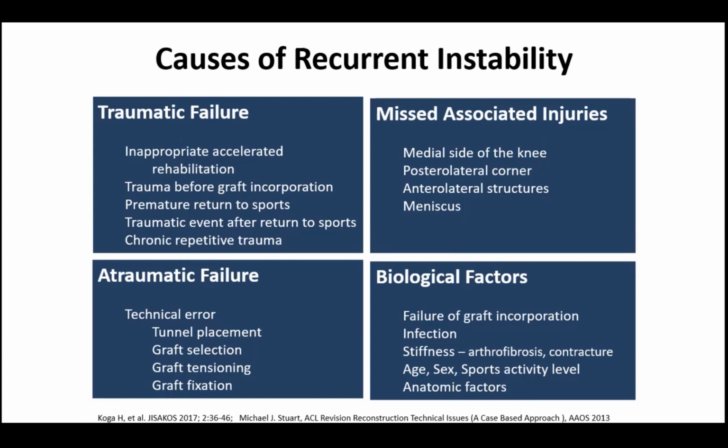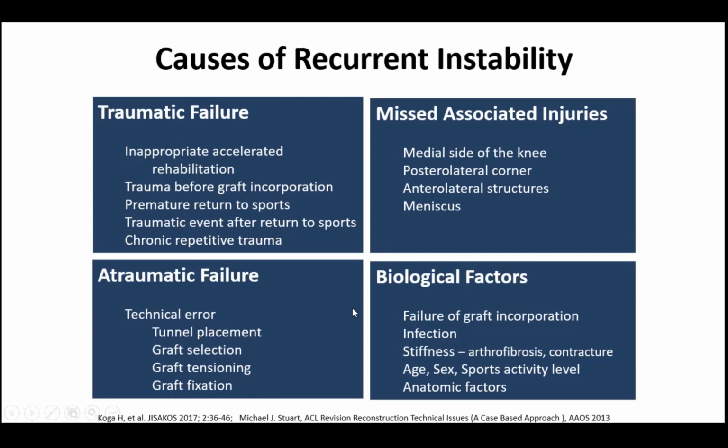If you suspect a Segond, and especially in revision ACL, it has been my practice to do an ALL reconstruction in most of the revision ACLs which I'm doing. I find that central pivot and outside control of rotation is important, because central pivot alone may not be enough. Look at the meniscus.